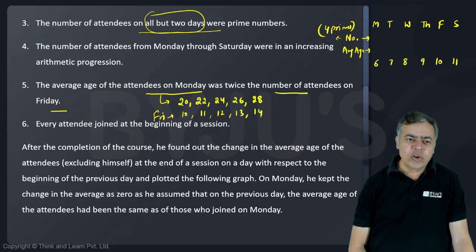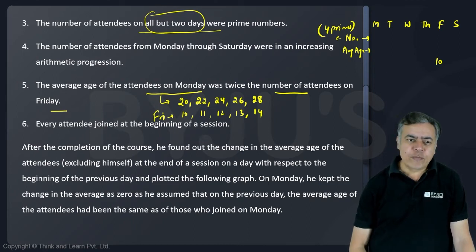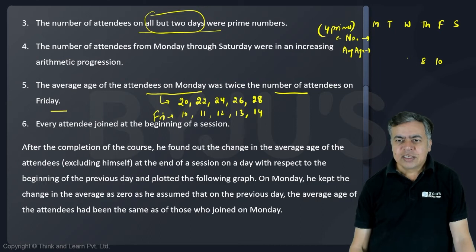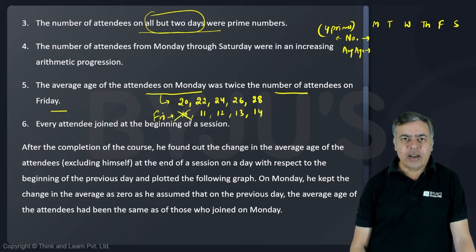So I am removing this because I have less space here. I am just taking Friday as 10 first. Now the difference can be 2. So 10, 8, 6, 4, 2. But these cannot be prime numbers, right? There must be 4 prime numbers. So this is also gone. So that means 10 is not possible, because you cannot have that increasing AP. So 10 is gone. So next is 11, right?